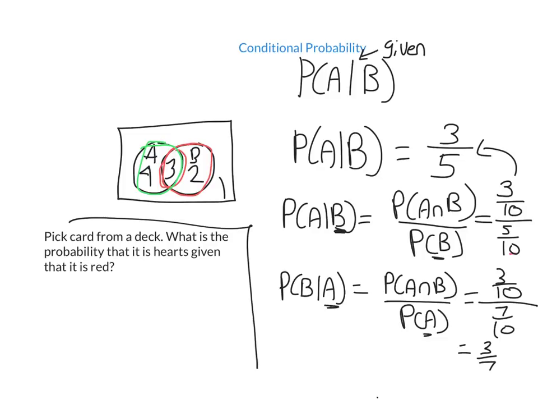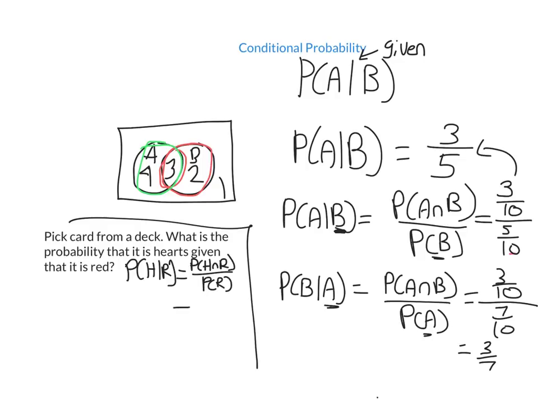So now I'm saying I know I picked a red card from the deck. What's the probability it's hearts? So obviously the chance of it being hearts is improved because the card is red. So the probability that the card is a heart given that it's red equals the probability of both of those things happening, that it's a heart and red, over the probability of it being red.